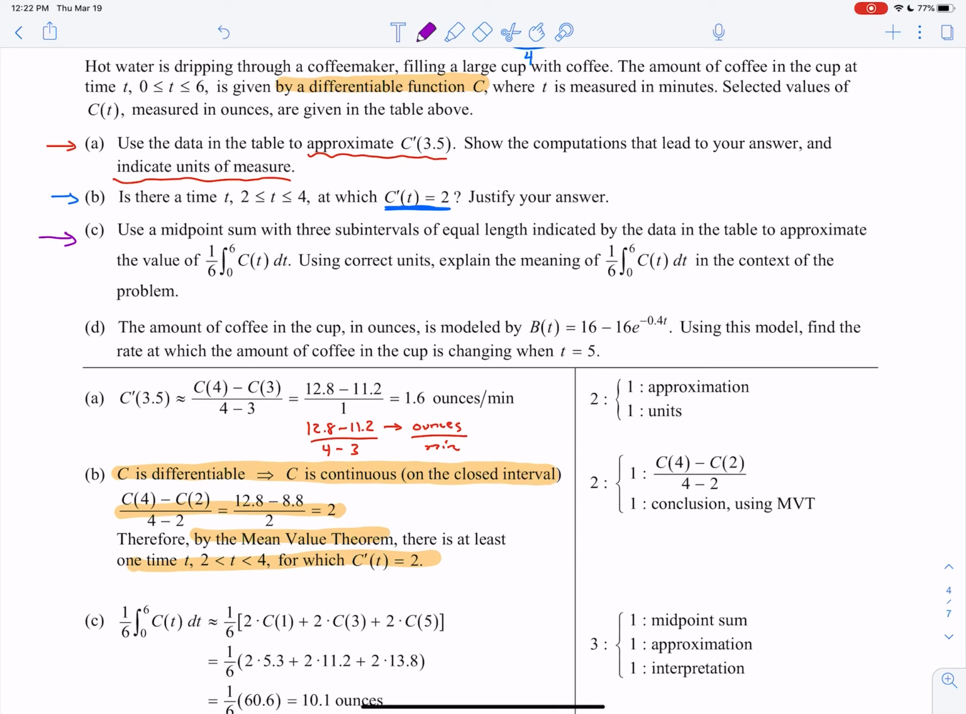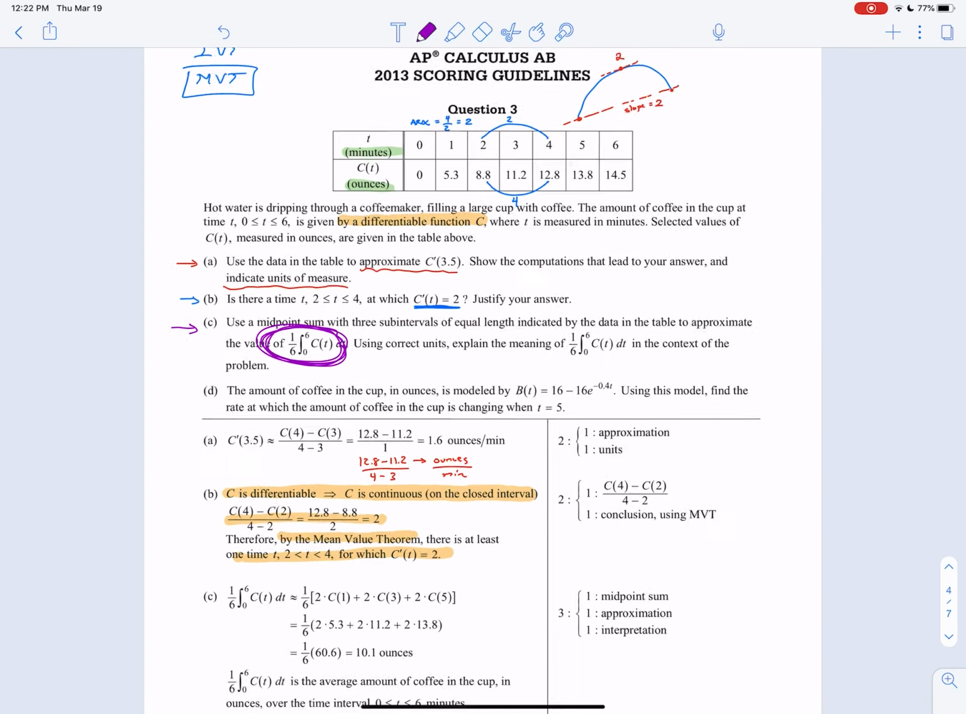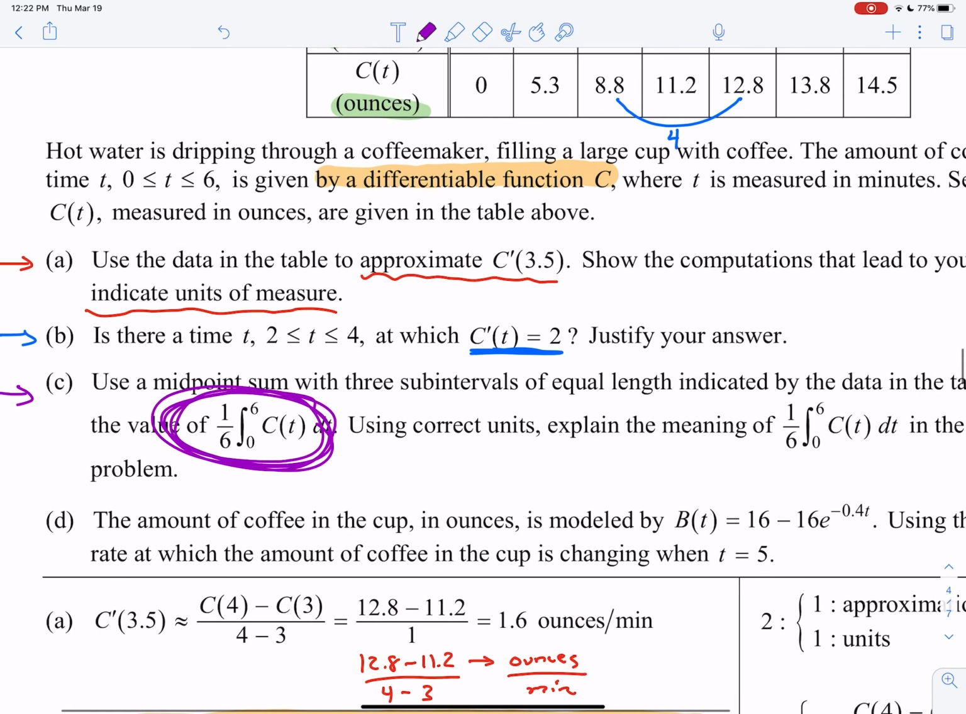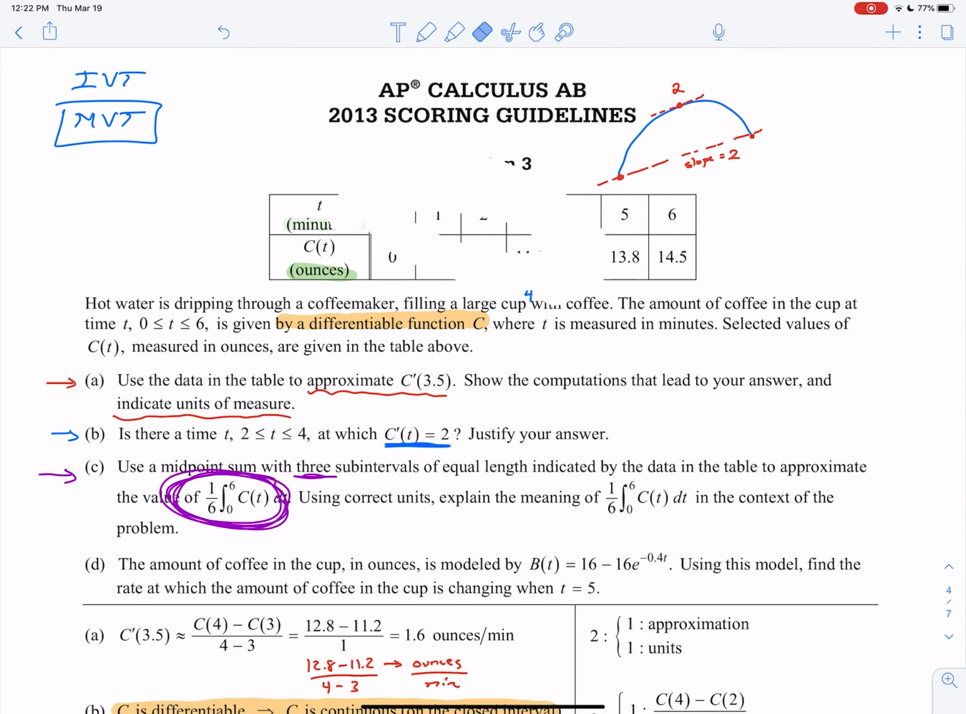Part C, we have a midpoint sum and we're approximating an average. Notice how we have that 1/6 right there. So just keep that in mind there. Midpoint, people tend to get thrown off based on the number of intervals that they would want to use. But here they actually tell you that you want to use 3 subintervals. So let me make some space here on my table.